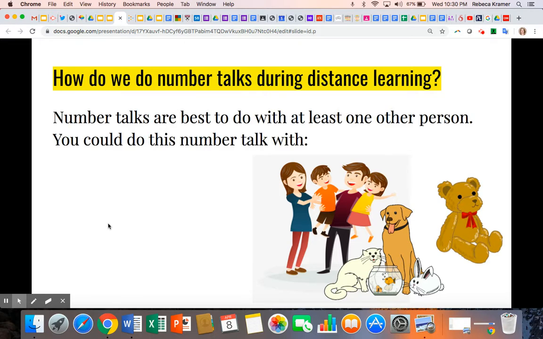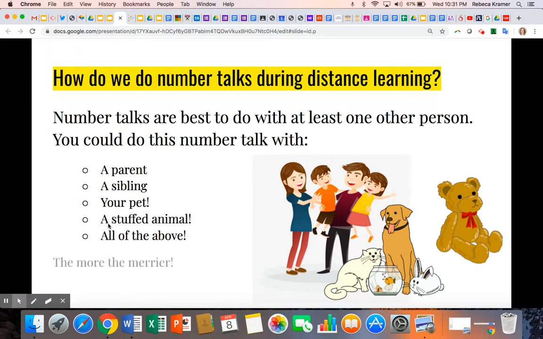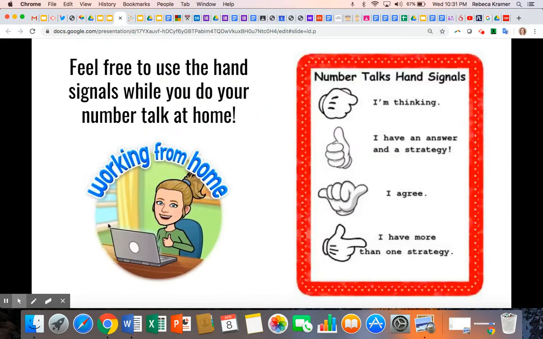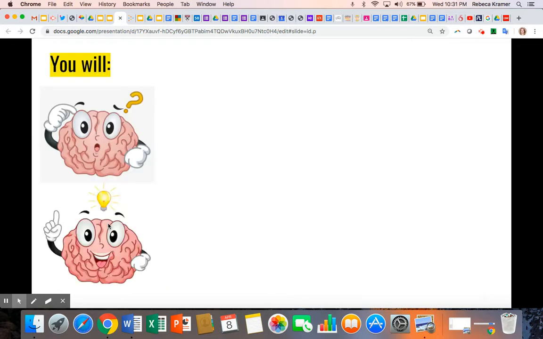How do we do number talks during distance learning? The best way to do number talks is with at least one other person. You could do a number talk with a parent, a brother or sister, your pet, a stuffed animal, or all of the above. The more the merrier when it comes to a number talk. Feel free to use your hand signals while you do your number talk at home. Many of you did them in class, and you'll probably remember these.